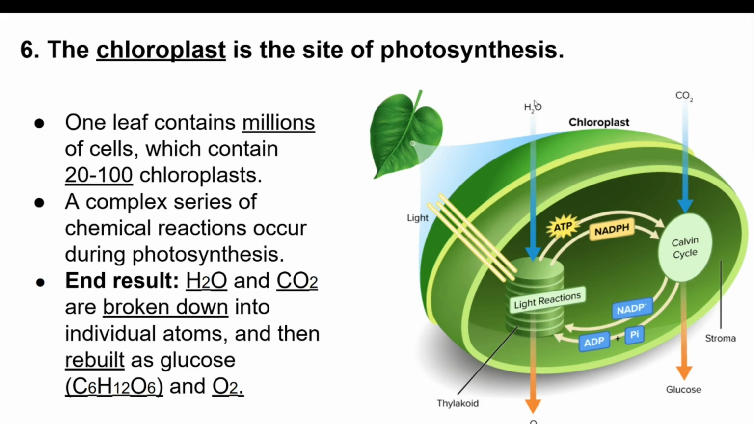So we have our carbon dioxide and we have our water. And inside of the chloroplast, there's a bunch of reactions that happen with light. And then the end result, this is what you really need to know, is we get glucose and oxygen out of that. So water and carbon dioxide are broken down, and then the individual atoms are rearranged, rebuilt using the light energy, and then we get a glucose and oxygen out of this whole thing.